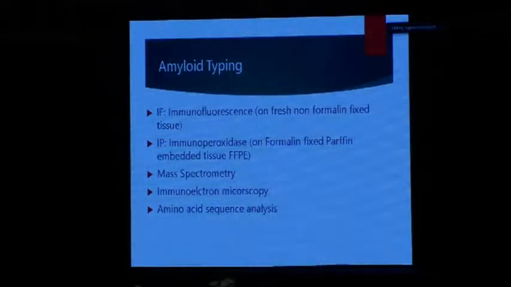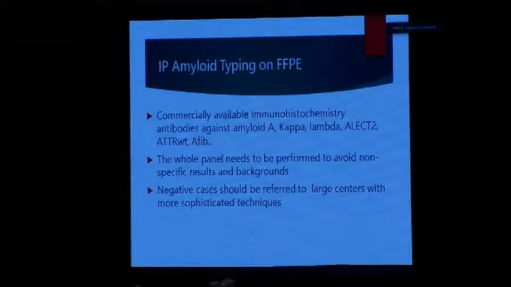How do we do amyloid typing? We do it by looking for antigens, or antibodies against the antigenic proteins, whether by immunofluorescence on fresh non-formalin-fixed tissue, a procedure which is not done in Egypt. We all use immunoperoxidase studies on formalin-fixed paraffin-embedded tissue. Other reported methods are mass spectrometry, immune electron microscopy, and amino acid sequence analysis, and I'll discuss some of them.